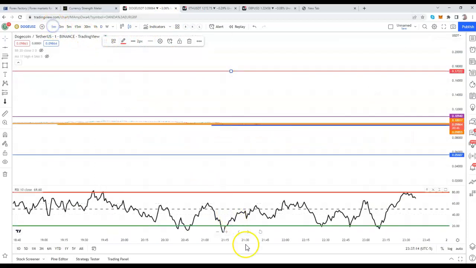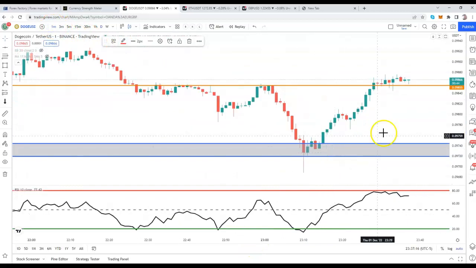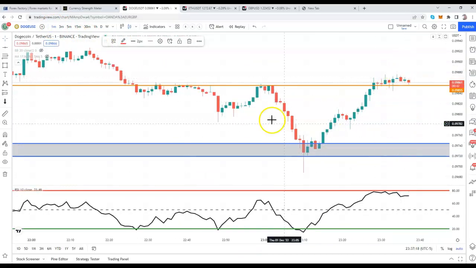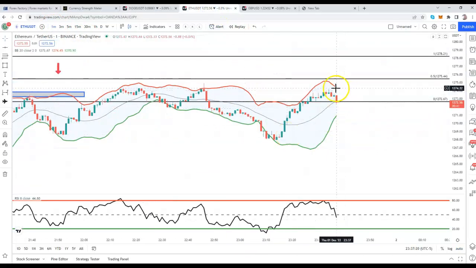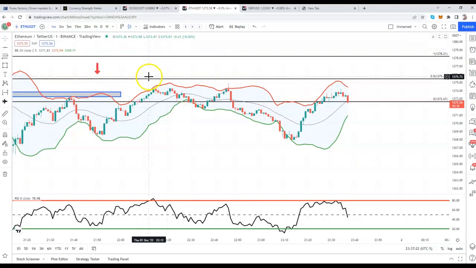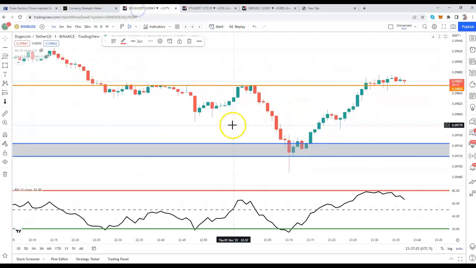Let's go to the 1 minute real quick. I just want to see. And if you take a look at that, guys, Doge did reject that area. Interesting. Ethereum, same thing. Rejected that area. Started dropping. Interesting.